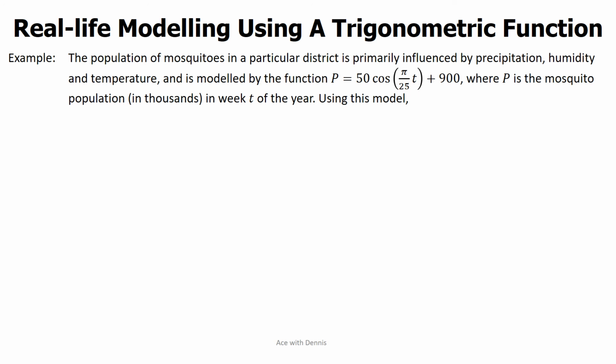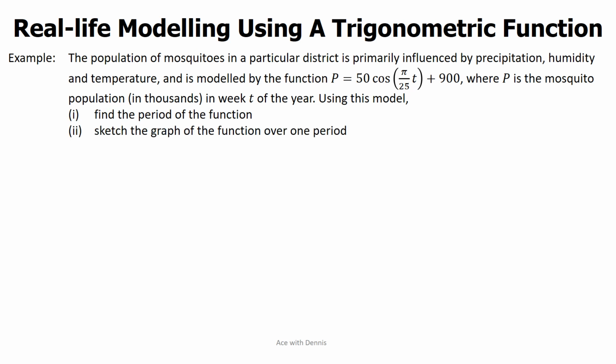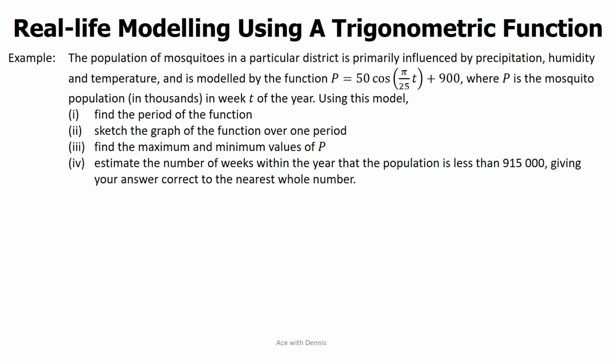So using this model, number 1, find the period of the function. 2, sketch a graph of the function over one period. 3, find the maximum and the minimum value of p. 4, estimate the number of weeks within the year that the population is less than 915,000, giving your answer correct to the nearest whole number.